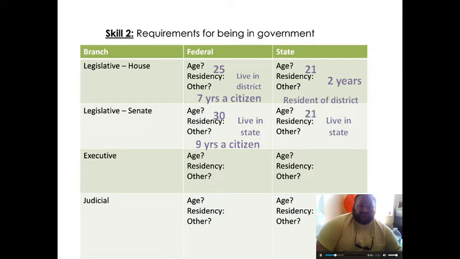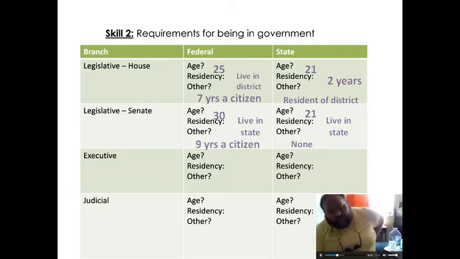For our state, you must be 21, live in the state you represent, and there are no other restrictions. So remember, the Senate of Florida, there are no other restrictions other than that you live in the state and you be 21. You do not have to live in the area you represent. You do if you want to be a member of the Florida House of Representatives, but not a Florida state senator.